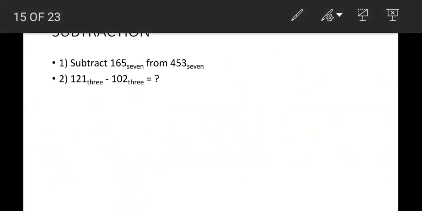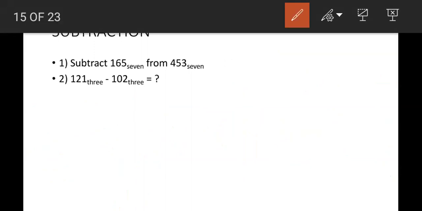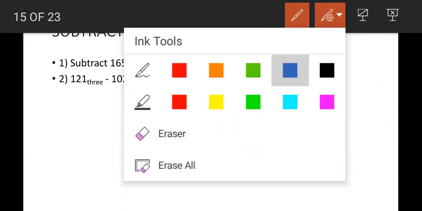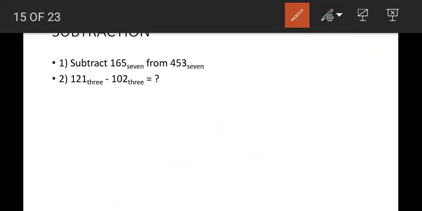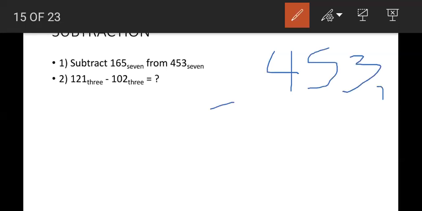So let's go to subtraction. Now we want to deal with subtraction. Look at the first question. Subtract 16587 from 4537. That is 4537 minus 1657.